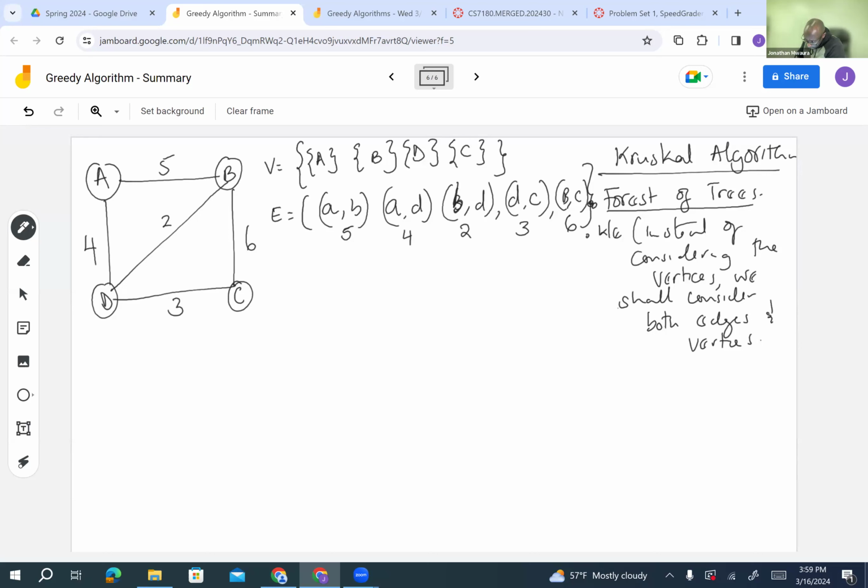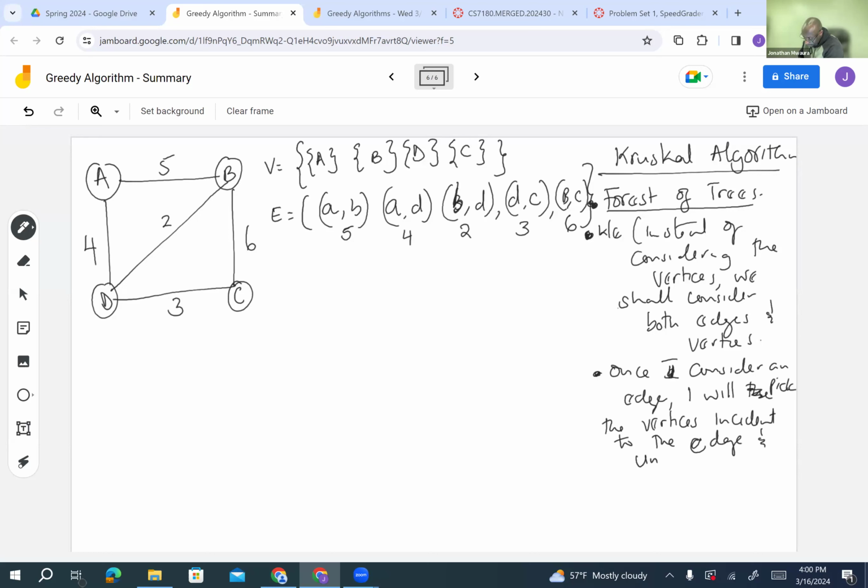The caveat here is, once I consider an edge, I'll pick the vertices incident to that edge and unify them, or merge the sets. That's what I'm going to do.